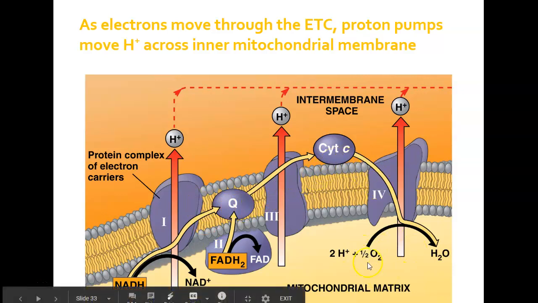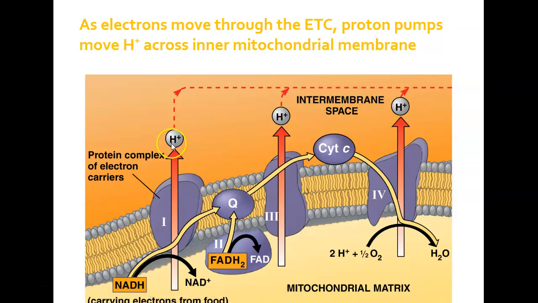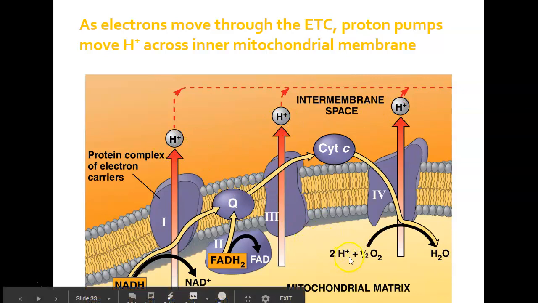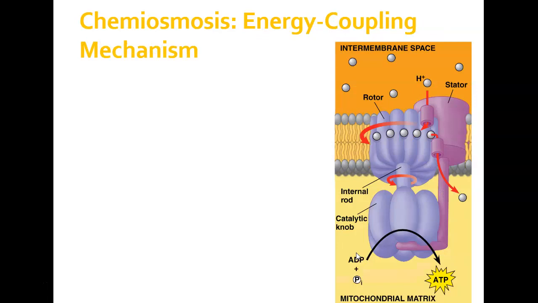At the end, we've got oxygen here as our final electron acceptor, and it combines with some protons to again make water. And you can see how if we have a whole bunch of protons at the top, and then we're also removing some from the bottom, that just makes the gradient even larger. Which brings us to the chemiosmosis part.